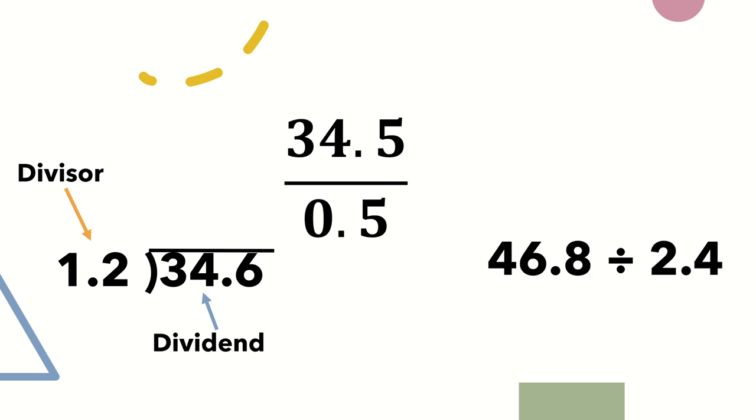Let's look at our next one together. 34 and 5/10. Would that be my dividend or would that be my divisor? That would be my dividend. Usually when we divide fractions, we say top in, which means inside the house, and bottom out, which means outside the house.